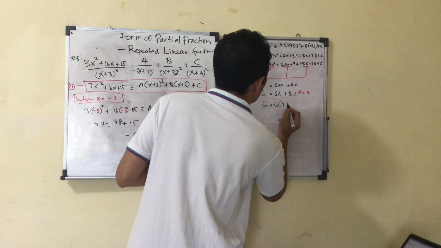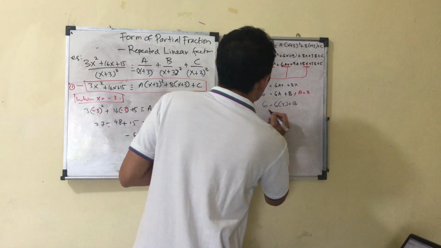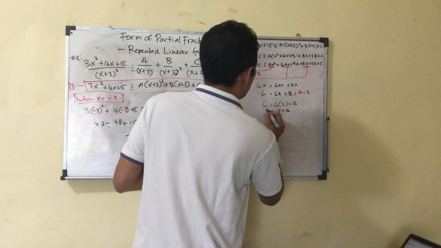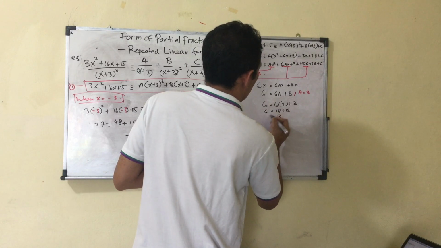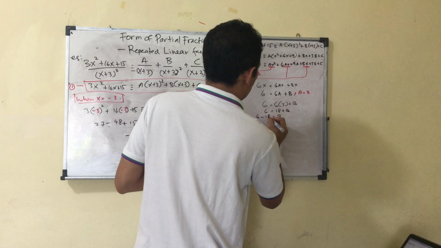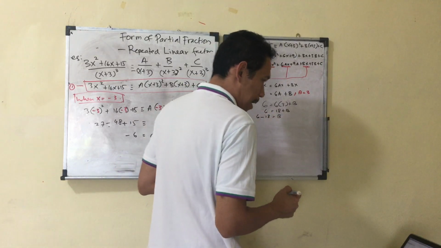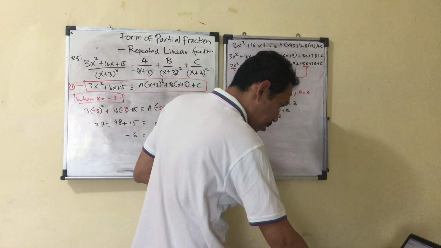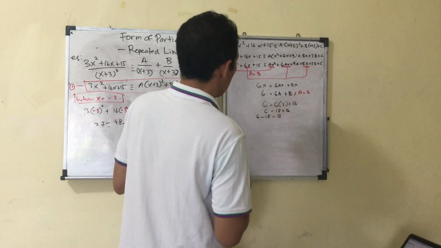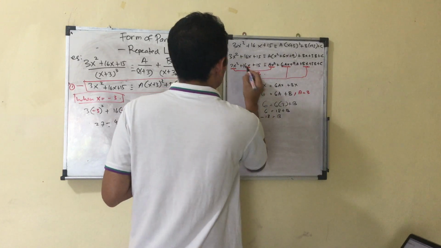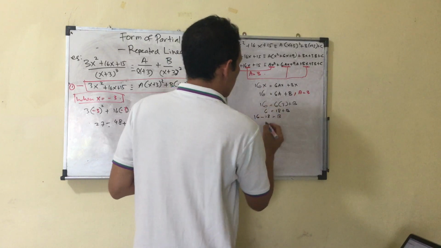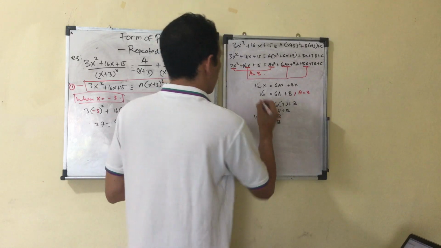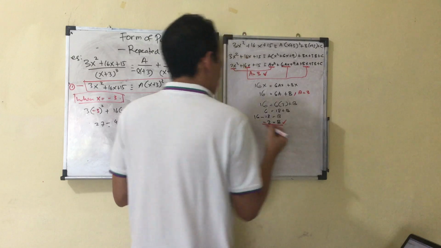So 16 is equal to 6 times 3 plus b, so equal to 18 plus b, so b equals 16 minus 18. What is 16 minus 18? Sorry, this is 16, this is 16. So 16 minus 18, which is negative 2, equals b. So you have the value of a and the value of b, right?